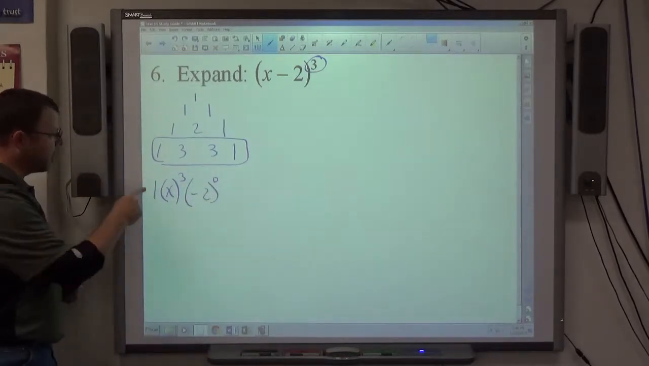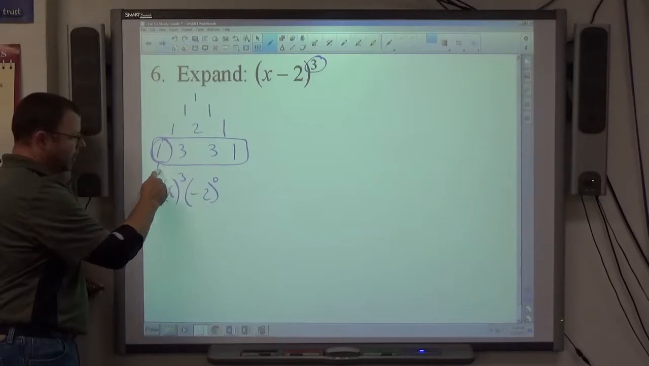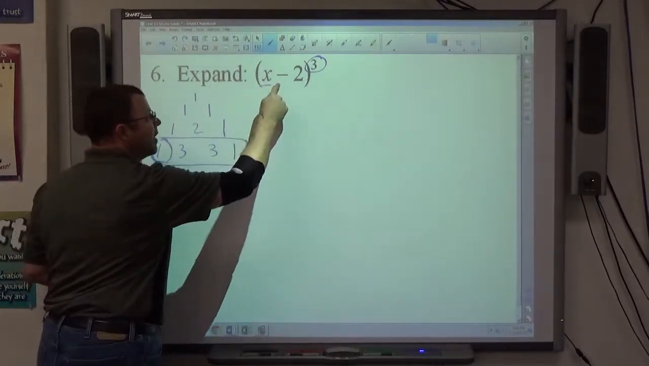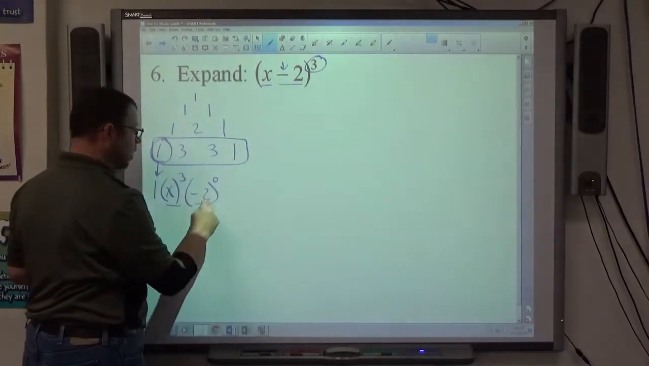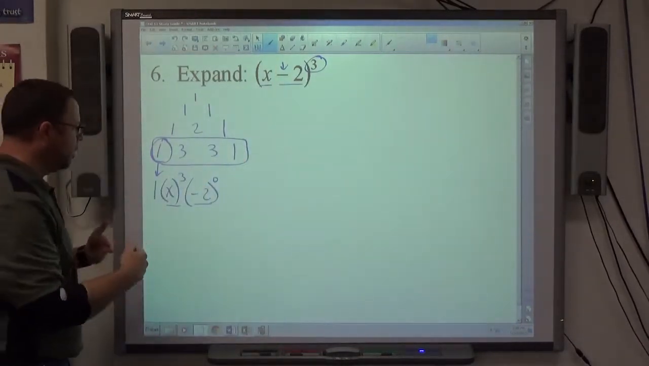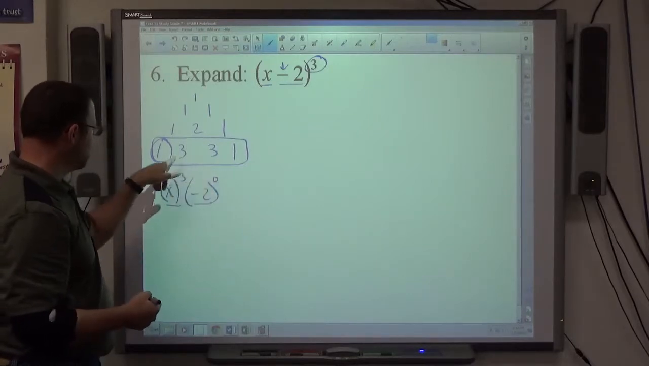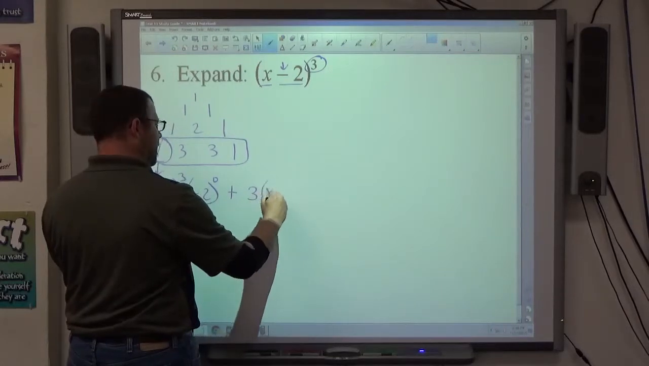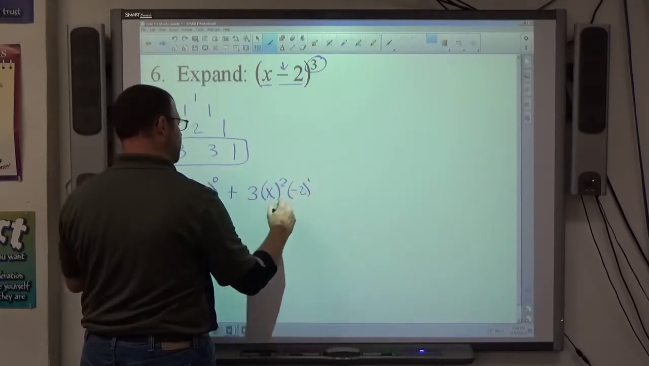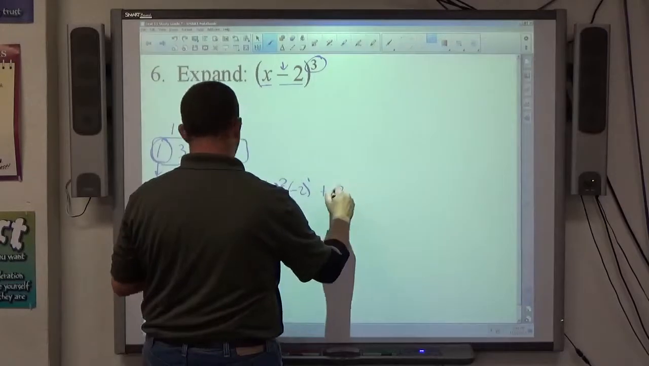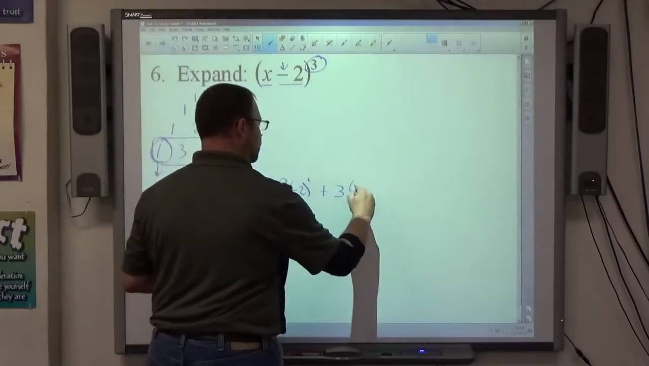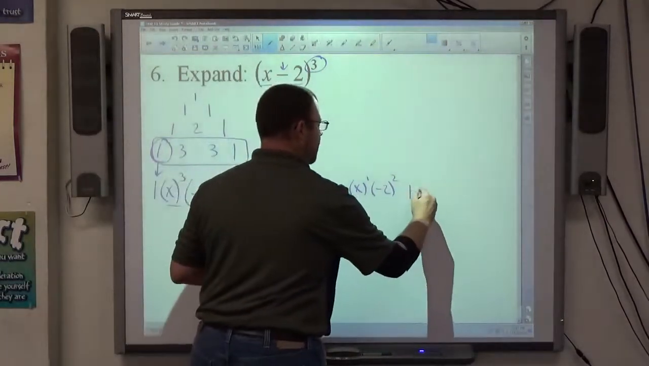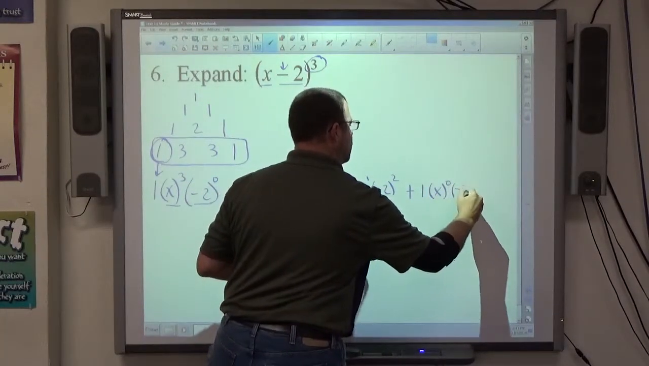So the first term is created by the Pascal number, whatever this is raised to that power, and whatever this is, including the sign, raised to the 0 power. Then you just work this power down, work this power up, and make the number change for Pascal. So the next number is going to be 3. Then we're going to have x to the second, we're going to have -2 to the first. The next is going to be 3, and then we have x to the first, -2 to the second. And the final term is going to have a 1, x to the 0, -2 cubed.